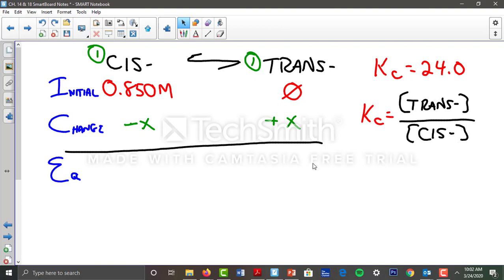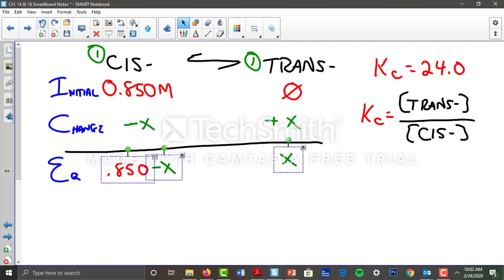The equilibrium line, the last line, is always your starting amounts relative to the change. So here the starting amount of 0.85 goes down x to 0.850 minus x. And again, the reason it's x is because there's only 1 mole of it that can go down. And the reason that this is equal to x here is because only 1 mole of it can go up. So these are your equilibrium amounts relative to your starting amounts, 0.850 minus x and x.